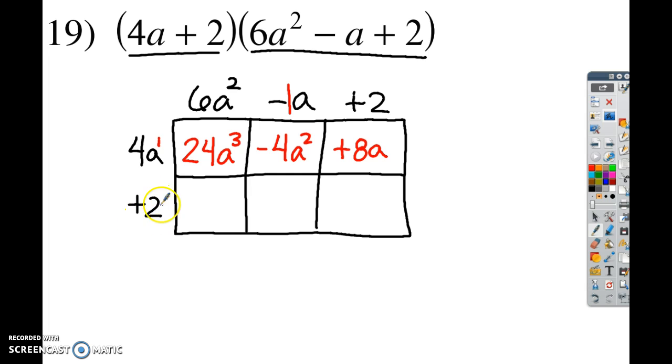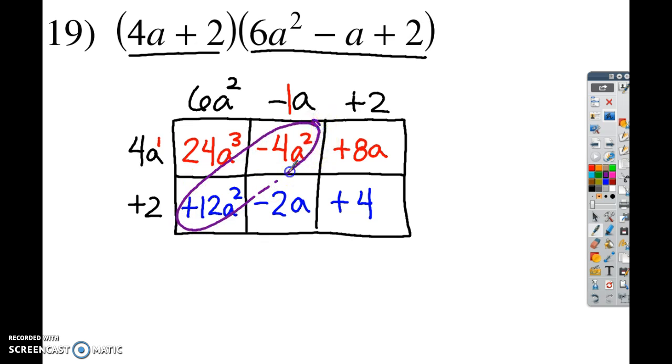Then you multiply the 2 times everything up here. So 2 times 6a squared is a positive 12a squared. 2 times negative 1a is a negative 2a. And 2 times 2 is positive 4. Remember yesterday what I told you about the diagonals? These diagonals have to be the same. If they're not the same, if they're not like terms, then you did something wrong. You probably forgot a square or you forgot to add the variables correctly. So if those two are the same, which they are, we did good.